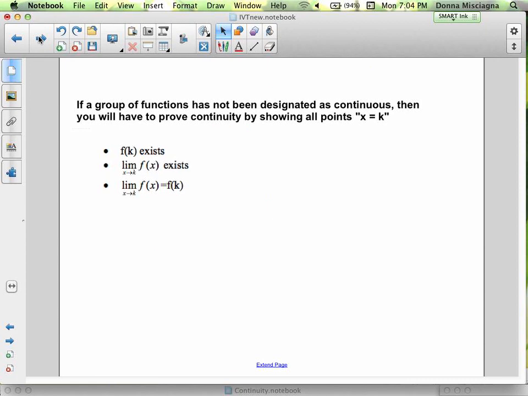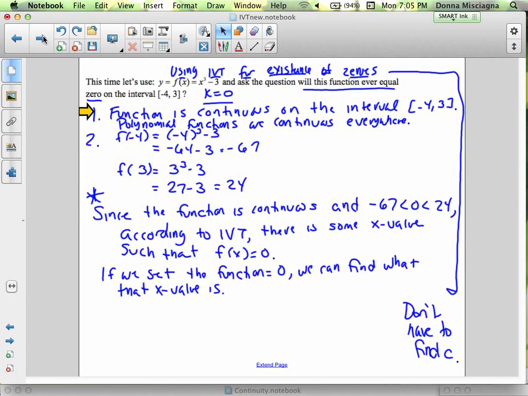So if a group of functions has not been designated as continuous, then you'll have to prove continuity by showing, for all points where x equals k, that f of k exists, that the limit as x approaches k of f of x exists, and that the limit as x approaches k of f of x equals f of k. So you're going to have to show those three things for all values of x. It doesn't come up all that often. Most of the time, we're working with functions that we know to be continuous. But if not, you'll have to do that.